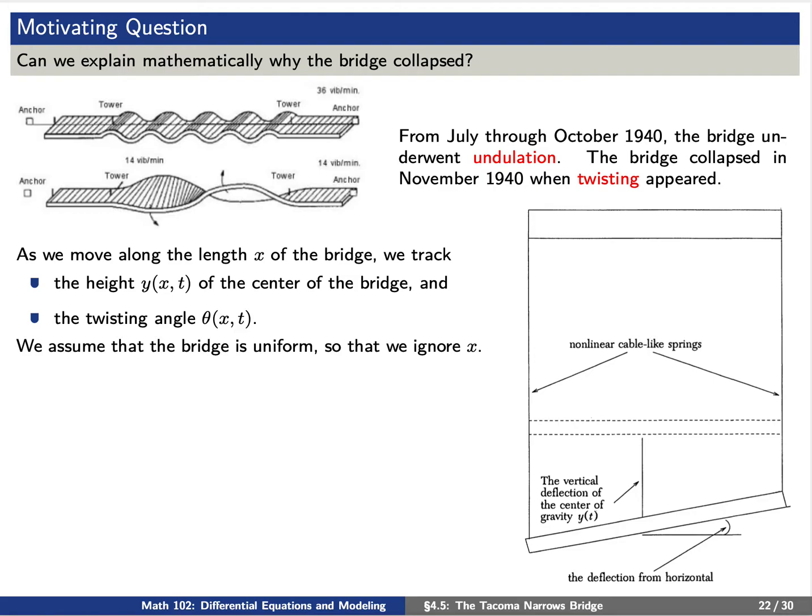You'll notice that this road side can now twist according to some angle theta. But also, the concrete part of the bridge can move up and down. This will be the vertical deflection of the center of gravity, what we're calling y of t.